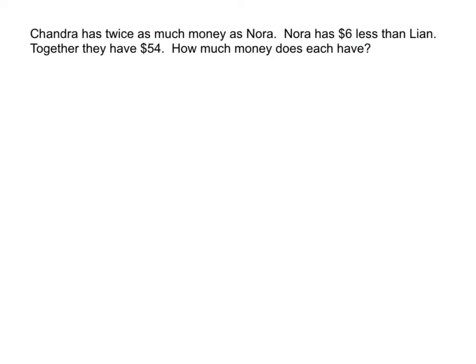So here we have Chandra has twice as much money as Nora. Nora has $6 less than Leon, and together they have 54. So let's see, we have three variables, so I should end up with three equations somehow. So Chandra has twice as much money as Nora.